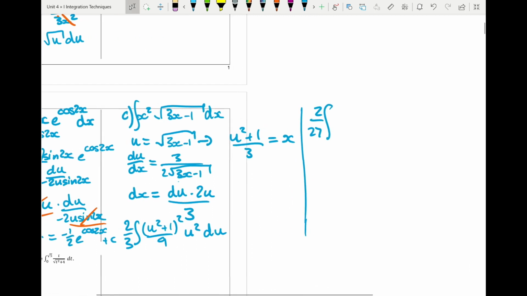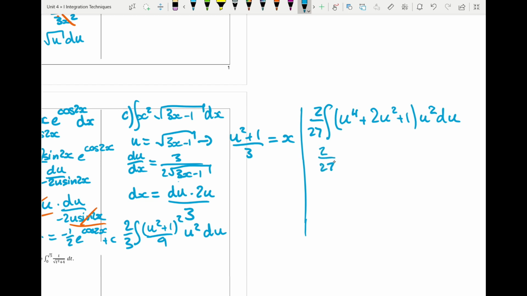integral of u squared plus 1 expanded gives us u to the 4 plus 2u squared plus 1. That's being multiplied by u squared. We get that's in terms of u. And so expanding this out, we get 2 over 27 integral of u to the 6 plus 2u to the 4 plus u squared du.